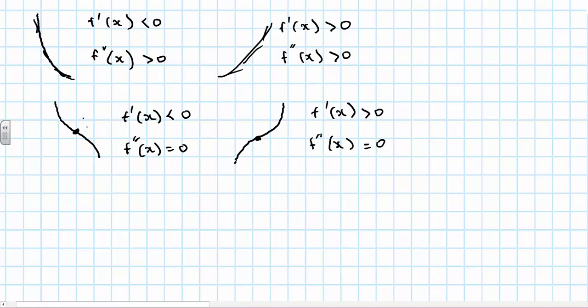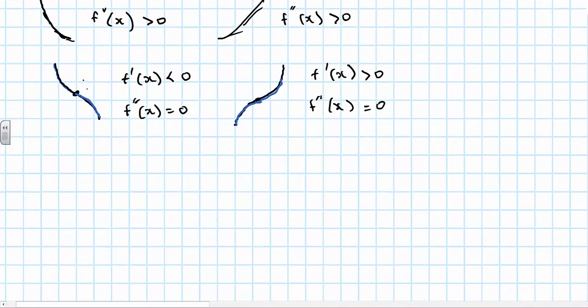We're changing from a concave down, let's do it in a different pen, concave down to a concave up. Here we're moving from a concave up to a concave down, and there are actually 4 of those. There's also this case and this case where we're moving from a concave down to a concave up, and a concave up to a concave down.